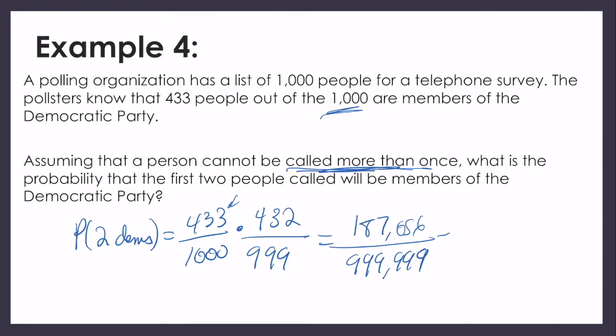999,999. Oof, it's been a long day, gang. That gives me about 0.187 for our probability that the first two people called would be Democrats.